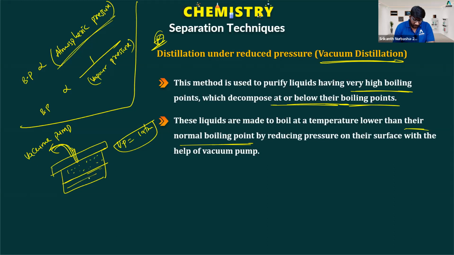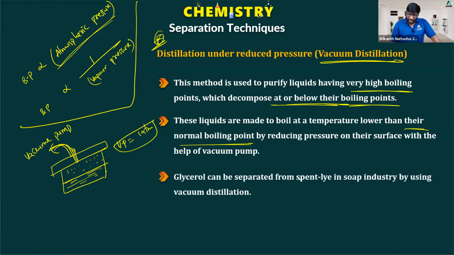If I remove the vapor, what is going to happen? The pressure is decreased. If the atmospheric pressure above the surface is decreased, obviously the boiling point decreases. So the boiling point is decreased. That means the liquid is now going to undergo boiling at a lower temperature than its original boiling point.